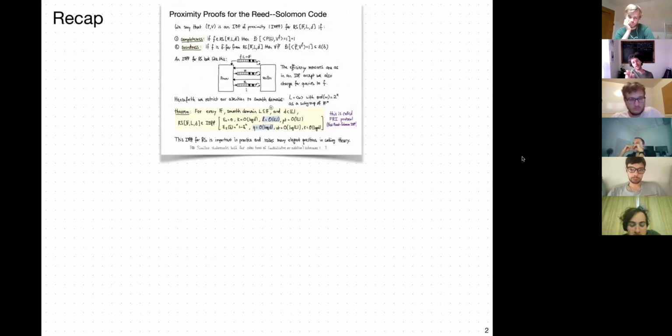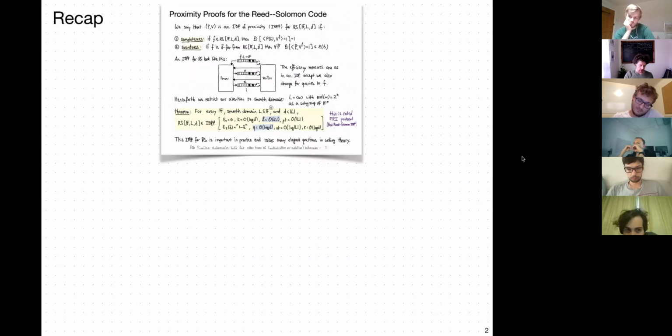Can I make a small number of queries to the function, maybe like O(1)? And if it is a low degree polynomial, I would say yes. And if it is far from being low degree, then I will say no. And we mentioned that this problem is impossible to do using O(1) queries. It's a very hard problem. And so we considered a stronger model.